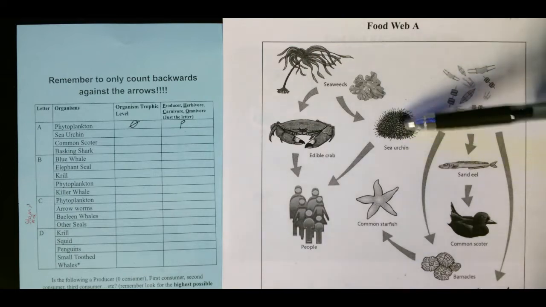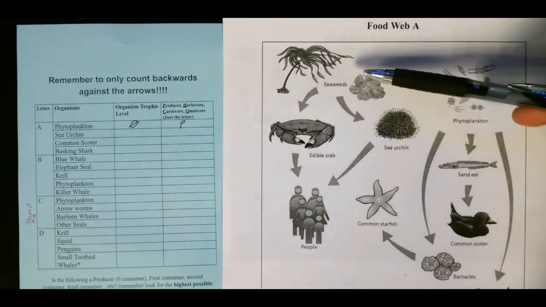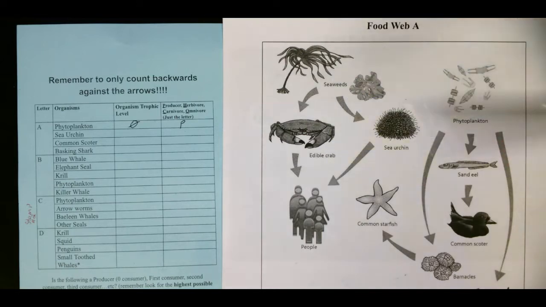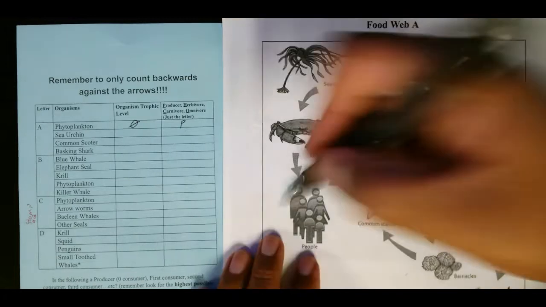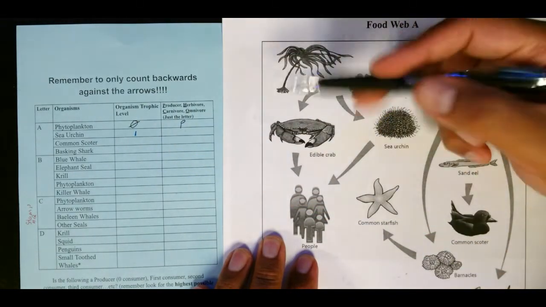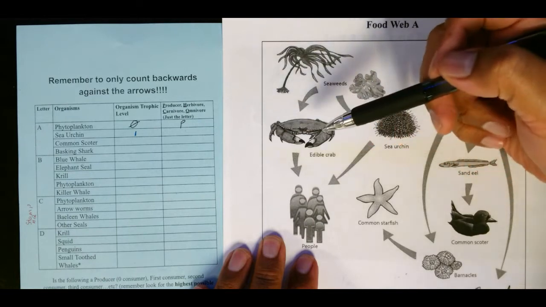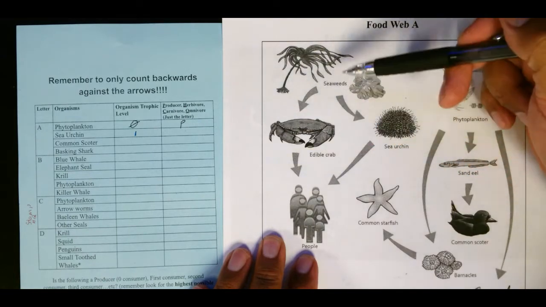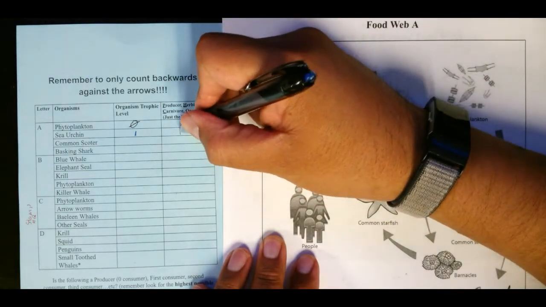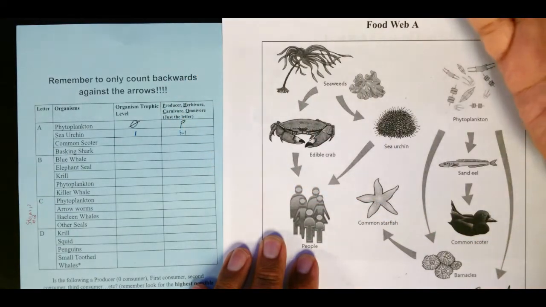All right, let's take a look at the sea urchin. How many moves can I make backwards against the arrow? 1. Again, I don't go 1, 2. Again, you can only move backwards 1. So in this case, it is a first level consumer. Now, is it an herbivore, a carnivore, or an omnivore? Well, in this case, it is only eating producers. So if it's only eating producers or autotrophs, it is an herbivore.